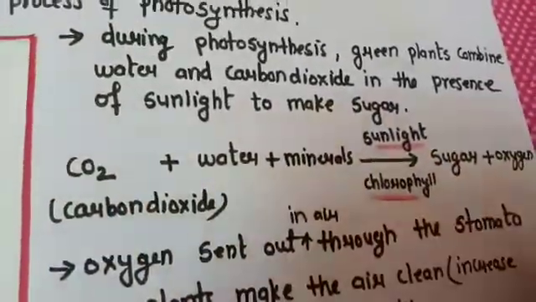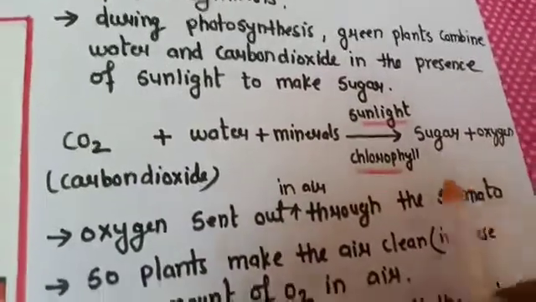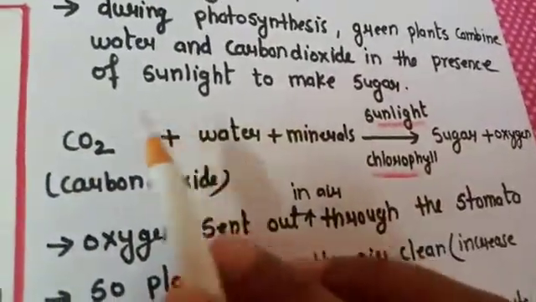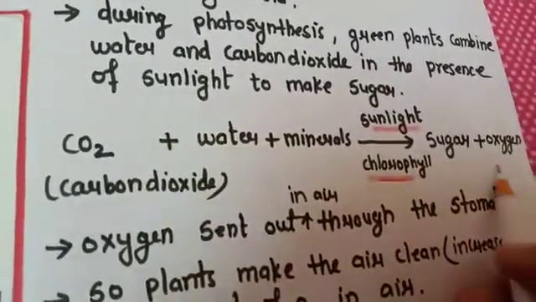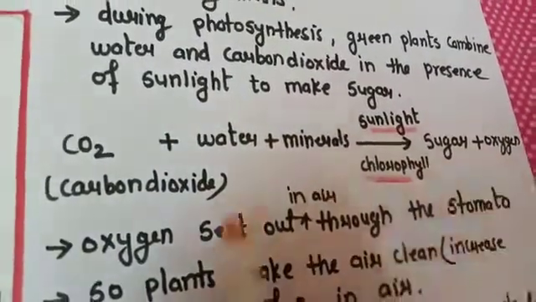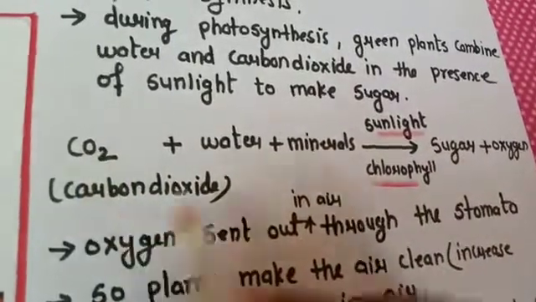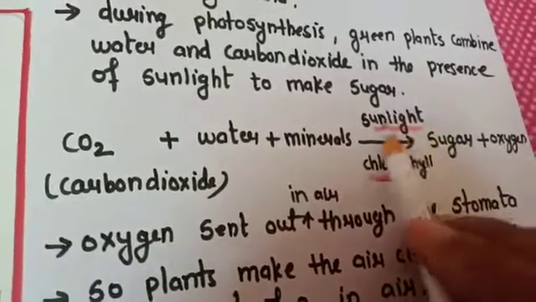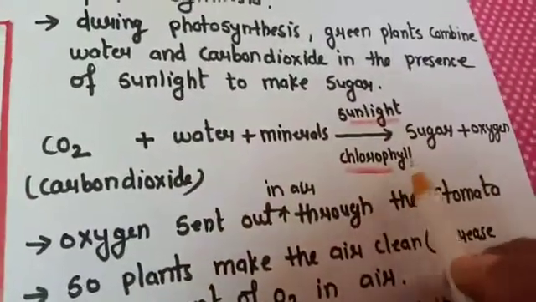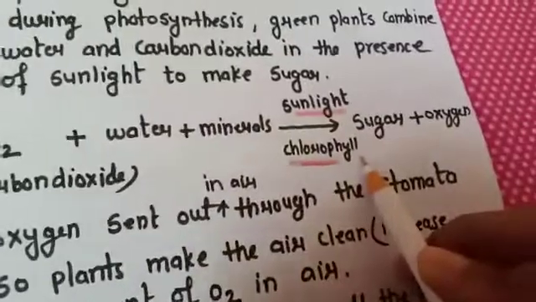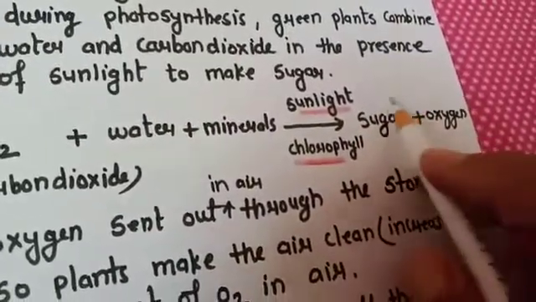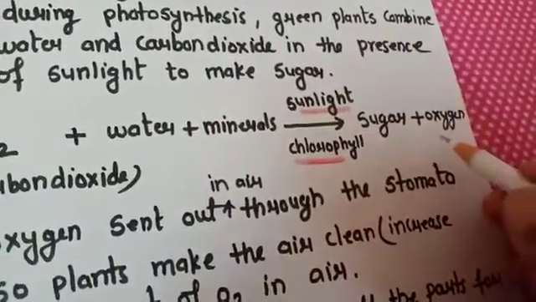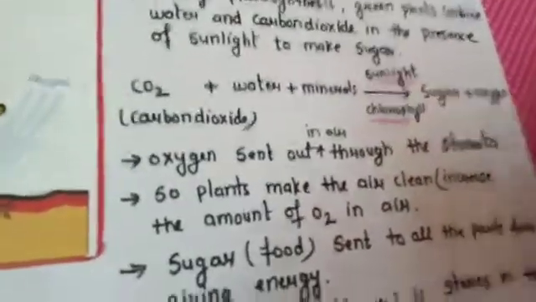So let's see the equation. This is the equation for the process of photosynthesis, and by this equation we can understand the process of photosynthesis. In this process, carbon dioxide mixes with water and minerals in the presence of sunlight, and sunlight is absorbed by the chlorophyll which is present in the leaves, and then they form the food of the plant, that is sugar, and oxygen is also formed during photosynthesis.